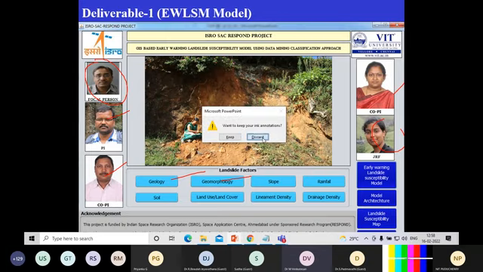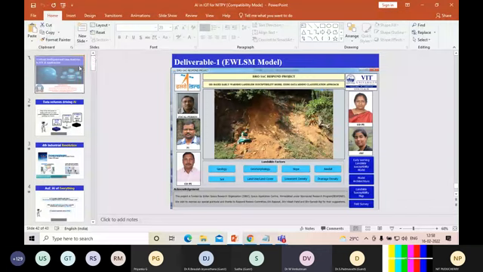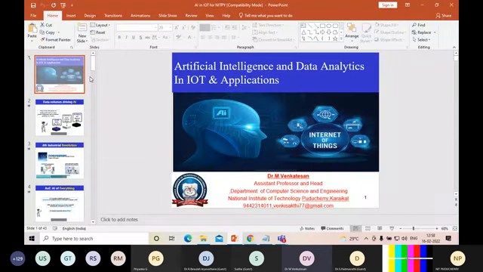So you can do a lot of AI-powered or AI-enabled IoT for many applications. I talked about three cases: one on healthcare, another on agriculture, and another on disaster management. So now you decide where you are going to apply artificial intelligence and IoT together.